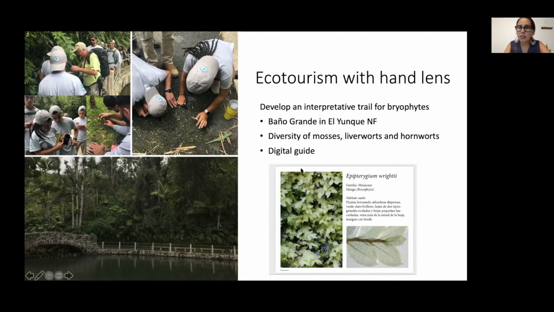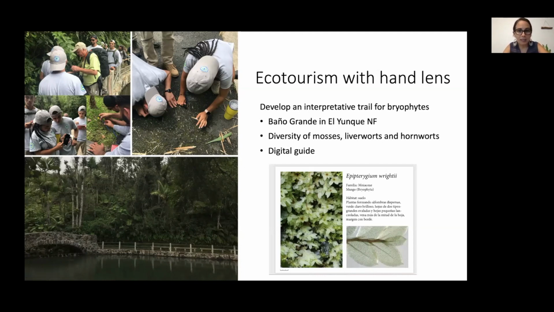Maybe not necessarily learning all of their names or what they are or what they do, but at least appreciate their beauty. And if you see that one over there that is shown in the lower side, it has very delicate leaves. And bryophytes are really beautiful when you look at them closely. So that is what this project is about.